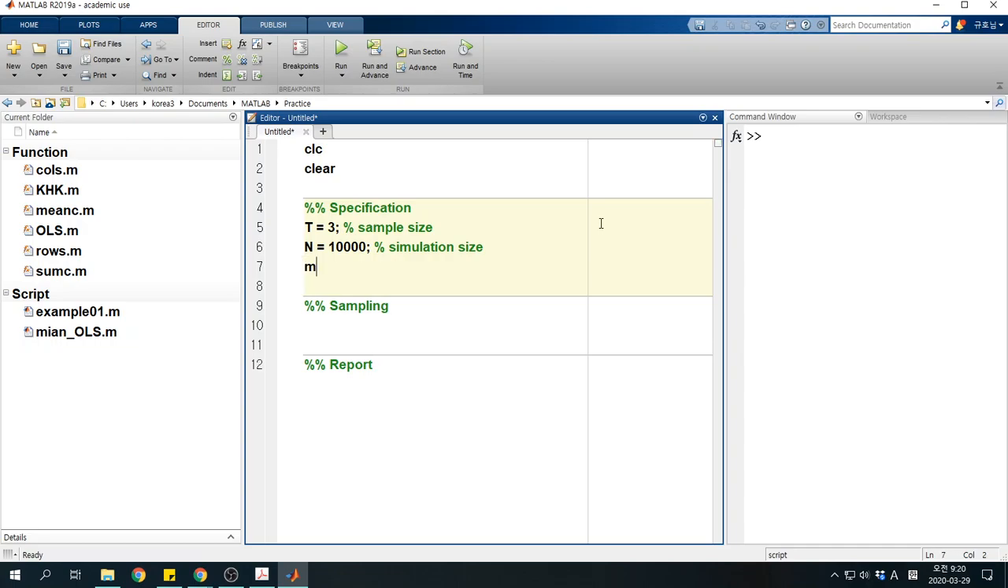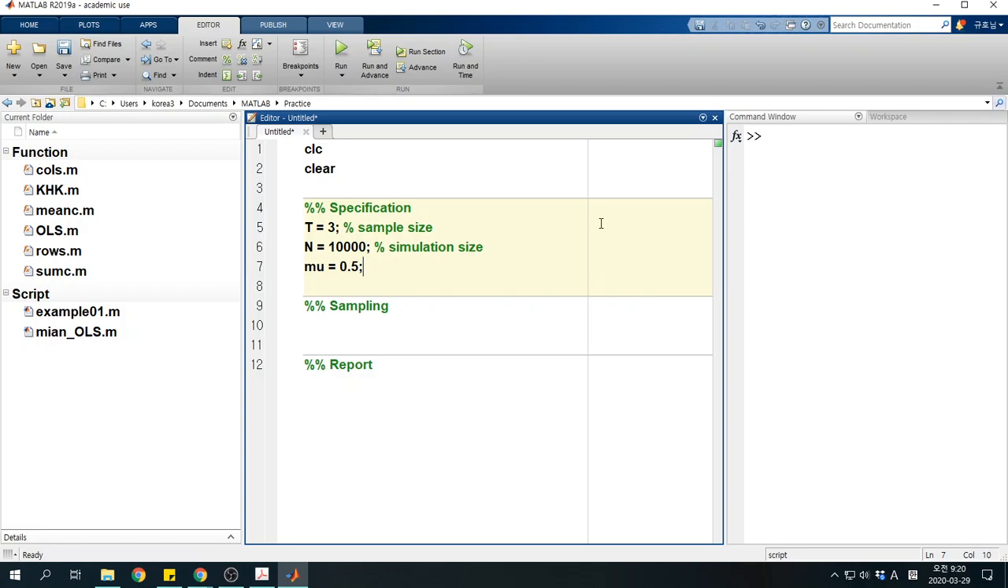And then mu is what? We need to pick an arbitrary distribution, and my choice is the uniform distribution over 0 to 1. Its mean is 0.5. The uniform distribution is definitely not a normal distribution. Then mu is 0.5.